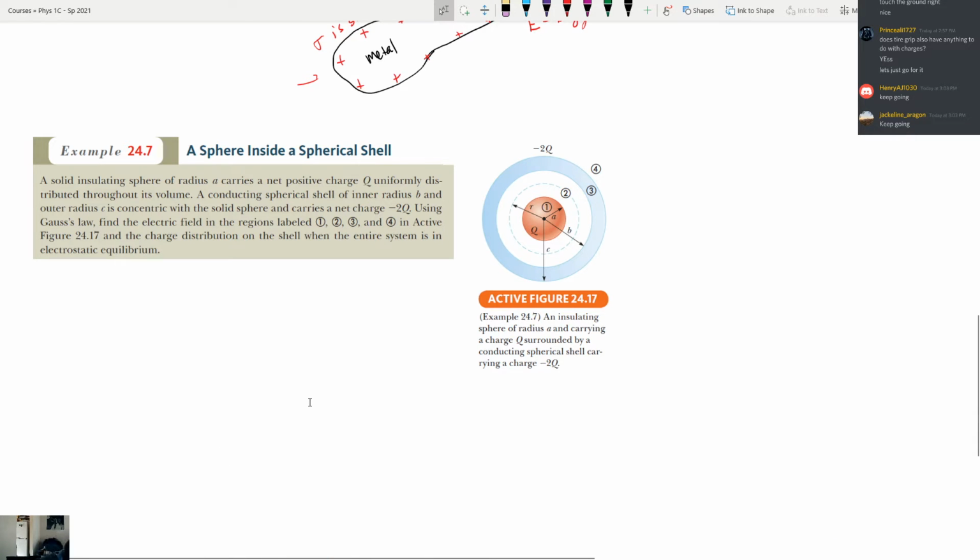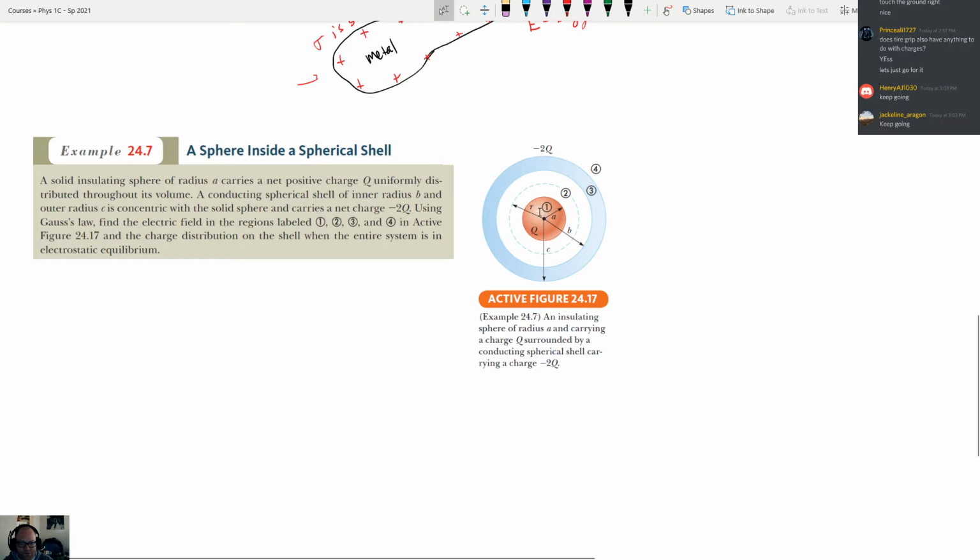All right, so this is going to be the last portion of Physics 1C for today. And what we have is a sphere inside a spherical shell. So we have a solid insulating sphere of radius A. That's this one here. Carries a net positive charge, big Q, uniformly distributed throughout its volume.